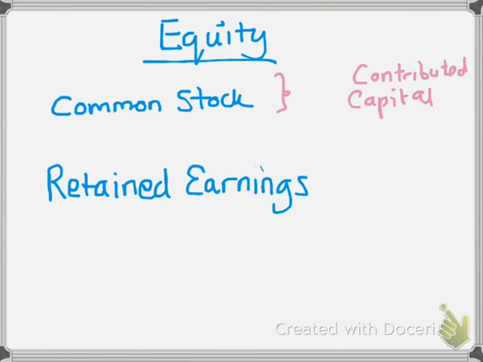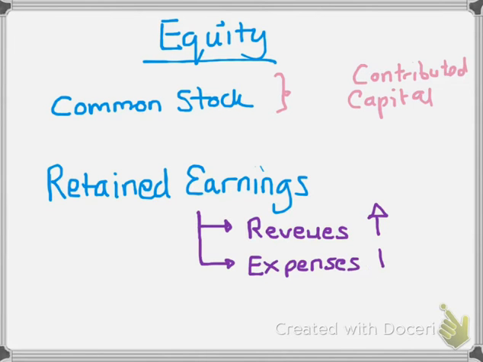Retained earnings has three components. The first component is revenues. Revenues, as you know, revenue is what a company earns when they sell goods or services. Revenues increase retained earnings. Next, we have expenses. Expenses are the cost of doing business. Expenses decrease retained earnings. And then we do have a third component, which is called dividends. Dividends decrease retained earnings.